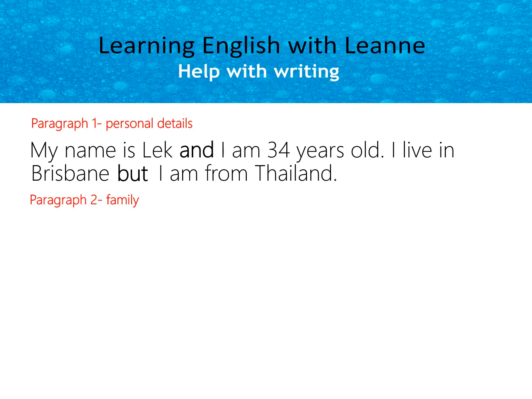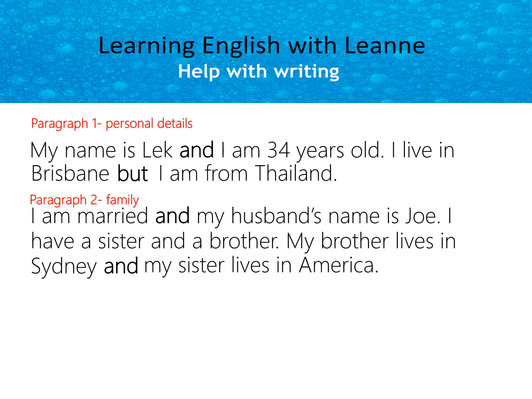Our next paragraph, number 2, is for our family. So we have some sentences here about me and about my brothers and sisters. So you can see in the last sentence, my brother lives in Sydney and my sister lives in America. We're going to change this and to but because they are two different places, two different cities and countries. So now we have my brother lives in Sydney, but my sister lives in America.